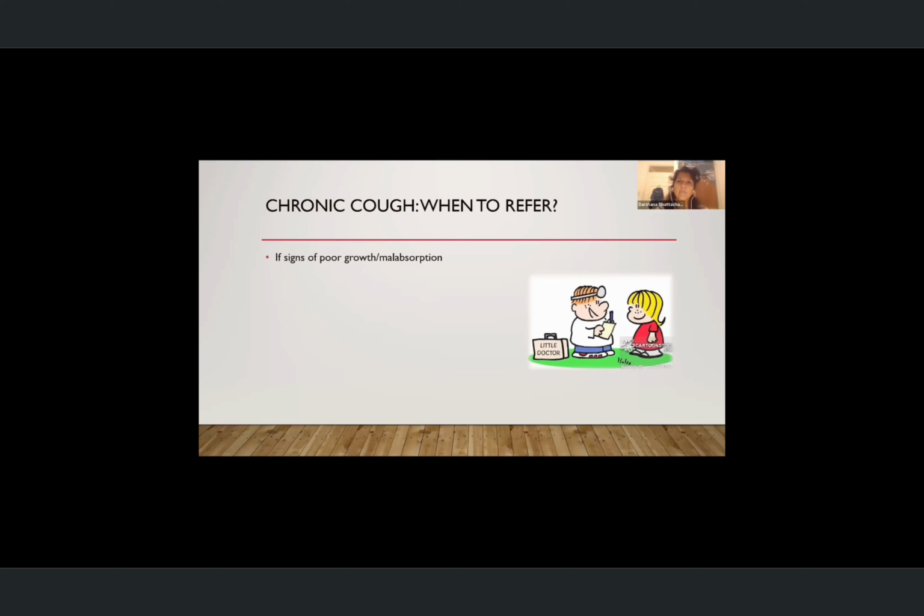When should you refer? So really, if you have a child showing signs of poor growth or malabsorption, like diarrhea, then they will probably need further investigation for things like cystic fibrosis, even if there's no family history. If the cough persists despite your treatment or interventions, that's certainly a good reason to refer them on. And with preschool wheezers, frequent exacerbations leading to hospital admissions may well warrant further treatment, such as montelukast or a steroid inhaler and monitoring of their symptoms as they get older.